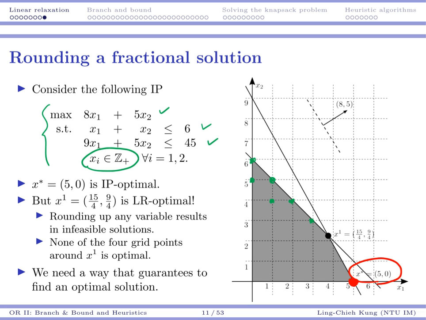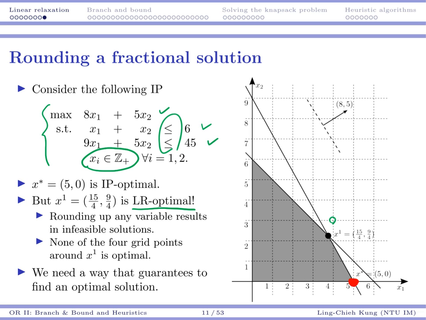And once we have that, now let's take a look at the LR solution. LR optimal is to solve this linear program, which is the shaded area here. All right? And if you do that, very quickly you would see that your optimal solution is 15/4 and 9/4. The interesting thing is that if you round up both variables, your solution is not feasible. Okay? And you may see that's true because these are less than or equal to constraints.